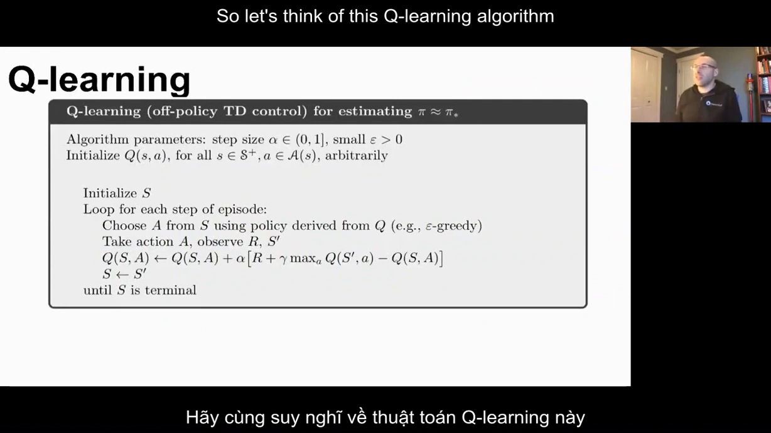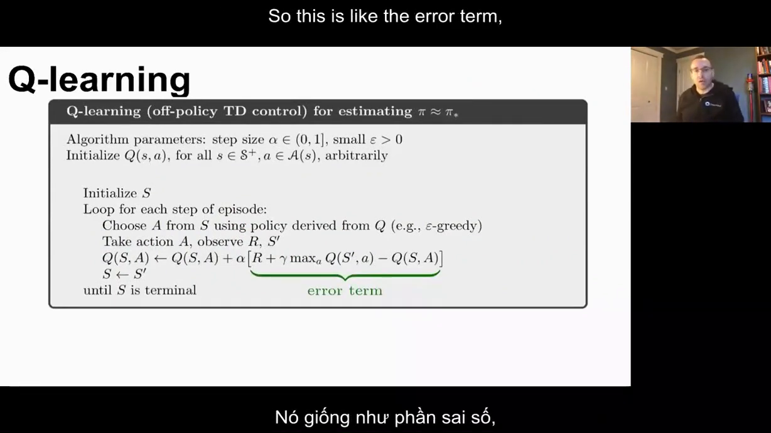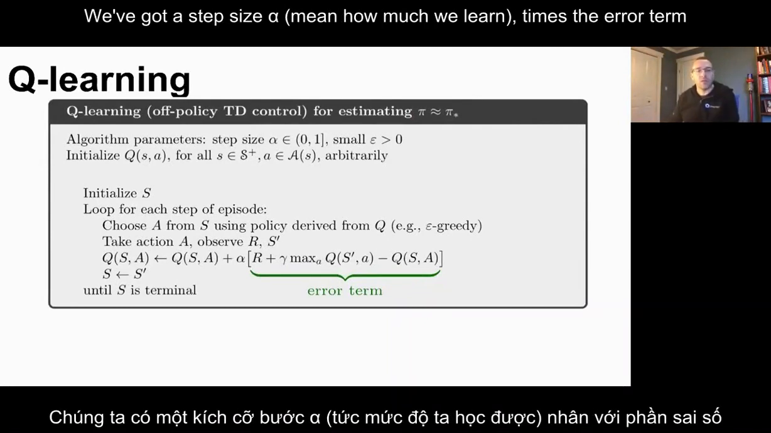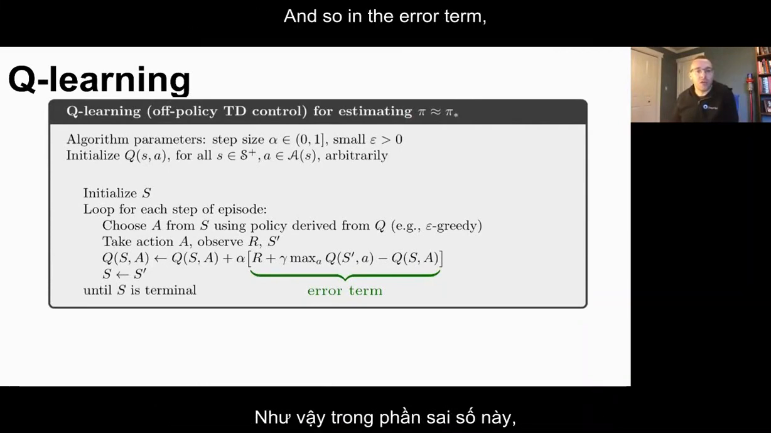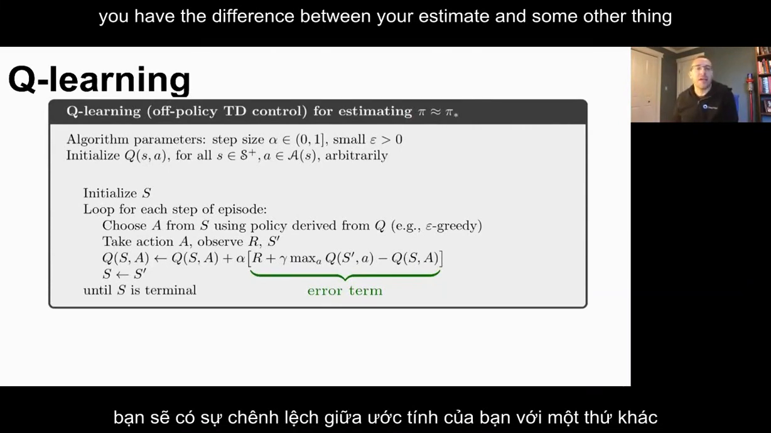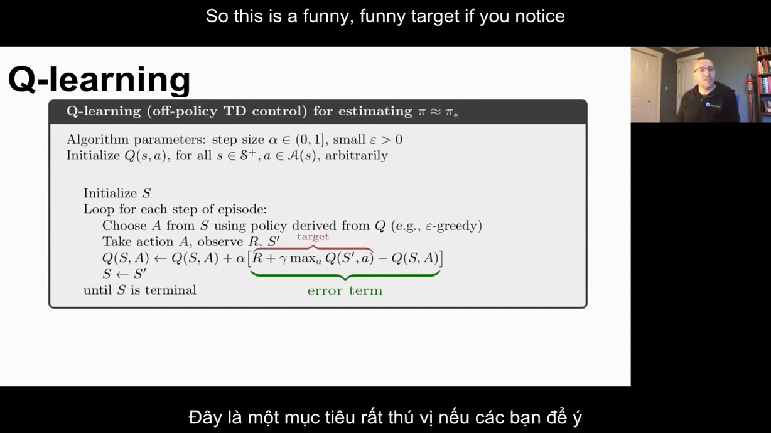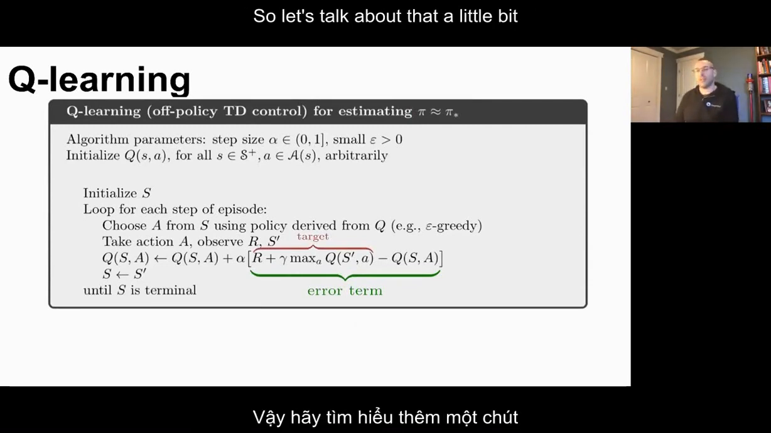So let's think of this Q-learning algorithm, and let's look at this update rule. This is the error term. Like I said, it's kind of like gradient descent. We've got a step size alpha, which is how much we learn, times the error term. If it's a usual gradient descent rule, then we have something we're trying to update. And in the error term, you have a difference between your estimate and some other thing. And the other thing is usually the target of our update, right? So this is a funny target. If you notice, our estimate is actually inside our target. So let's talk about that a little bit.